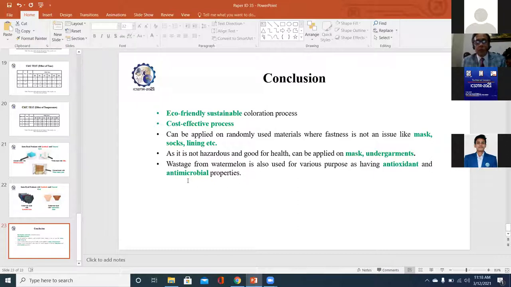Sir, how much dye was actually used in the dye liquor? Sir, actually here we don't use any water. Okay, but certainly there is a concentration of dye in the solution. You did not measure the concentration probably. Okay? Yes, sir.